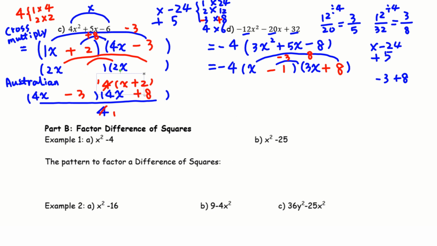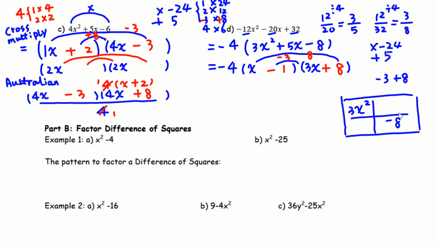And this one, we are going to use the box method to factor it. We only do the factoring after you take out the greatest common factor. So the first term is 3x squared, the last term is negative 8. The two numbers you found are negative 3 and 8, put x here, 8x. So 8x minus 3x gives you 5x, it works.